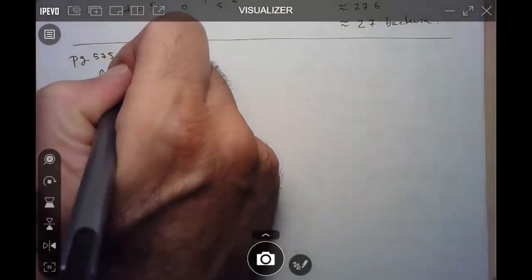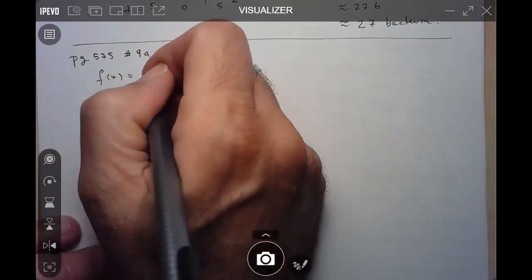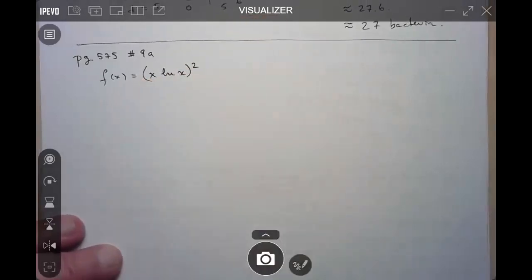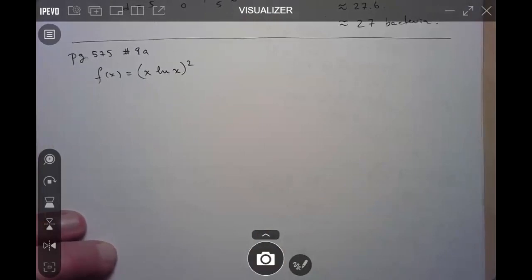All right, so it gives us a function. So f at x, let me just write that down. F at x is equal to (x ln x) all squared. And it wants us to determine all the points at which the graph of f at x has a horizontal tangent line. Okay, so again, we interpret that horizontal tangent line means the slope has to be 0. Hence, the derivative has to be 0.